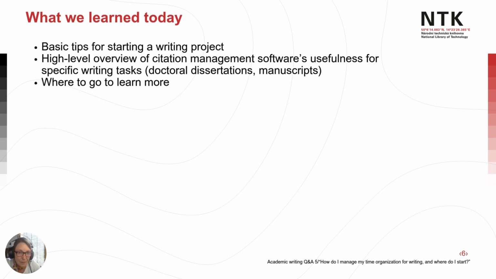So that's it. I've given you some basic tips for starting a writing project, talked a little bit about citation management software and how it can be helpful in writing, and most importantly, given you tips about where to learn more and to get help. When in doubt, ask your mentor. If that's not possible, go to the resources in the previous slide, schedule a consultation with NTK's team, and they'll be able to help you out.